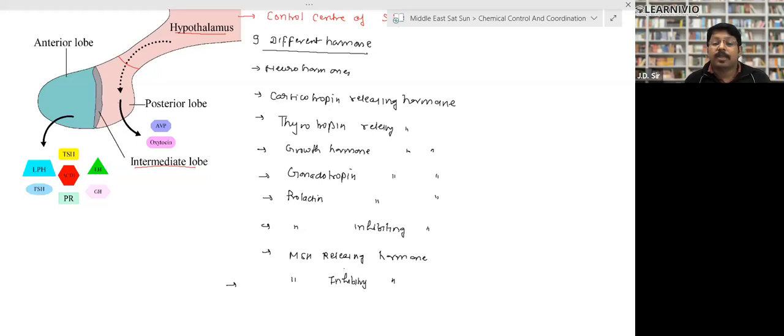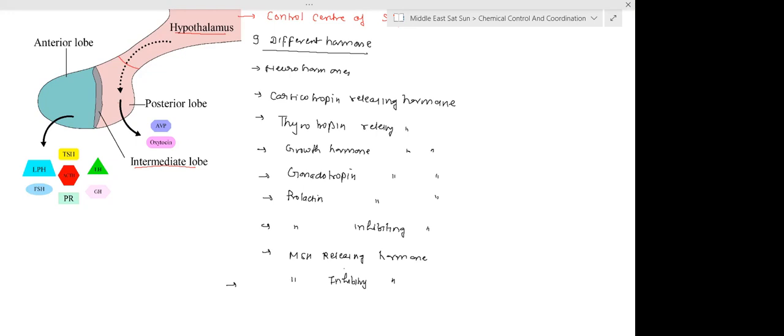For example, thyrotropin releasing hormone will ask the pituitary to release thyrotropin. Thyrotropin inhibiting hormone will ask to stop the secretion of thyrotropin. That is their function. Clear? Yes, sir. Okay, so this was the hypothalamus gland.